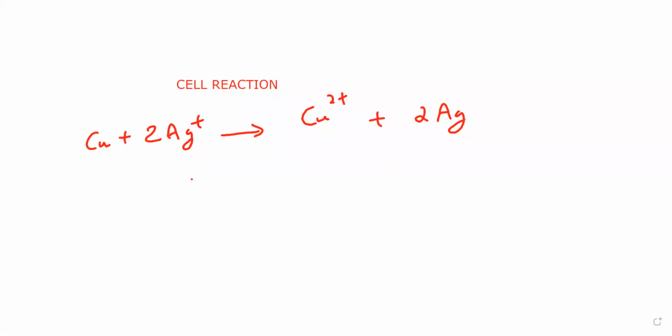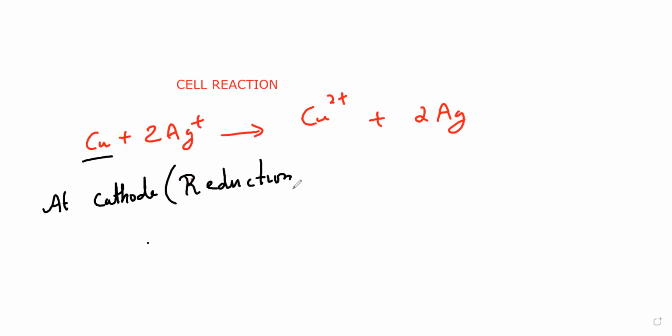In the Daniel cell, copper was my cathode, but in this particular cell reaction, what is my cathode? My cathode is silver. So first thing I'll write here at cathode. Again, from the examination point of view, you write like this. Cathode, what will happen? Reduction.